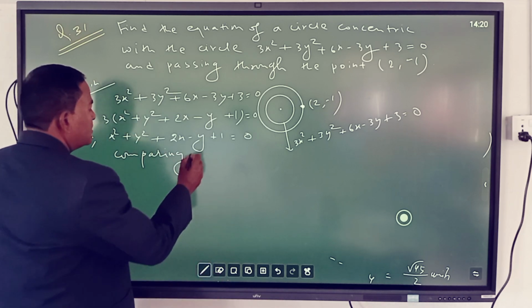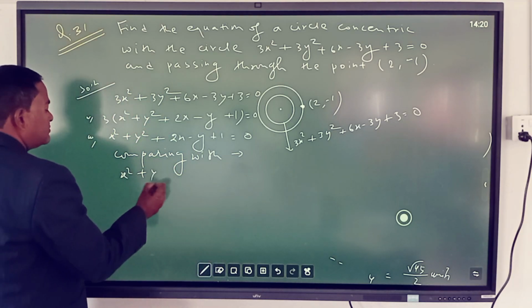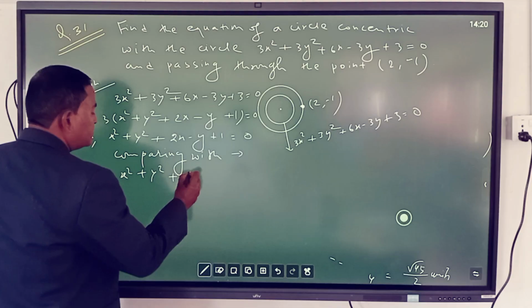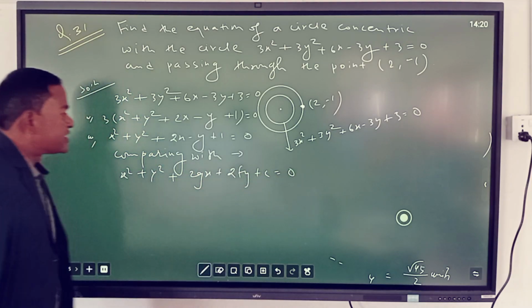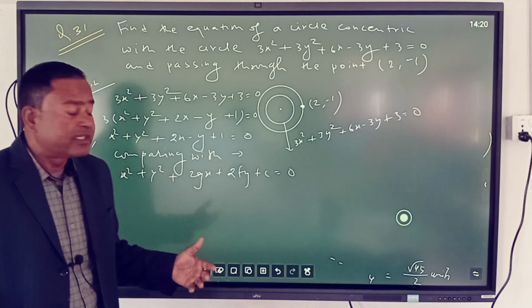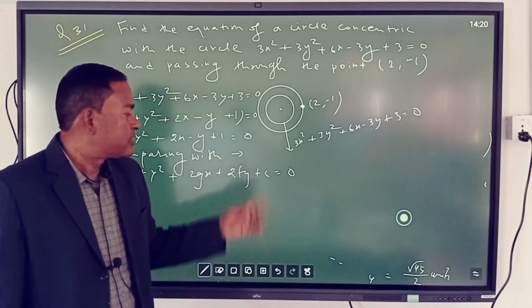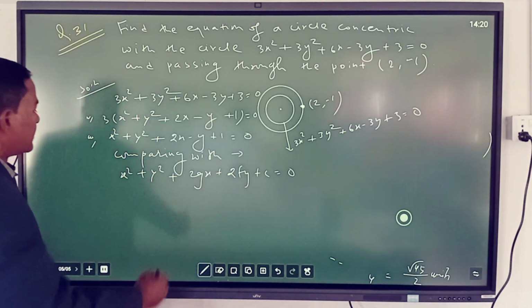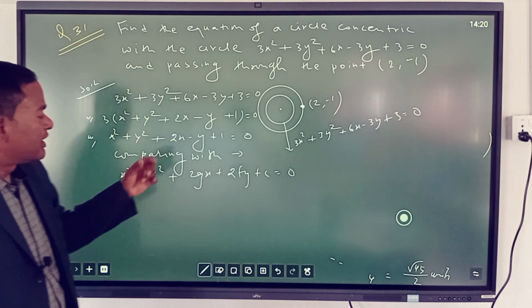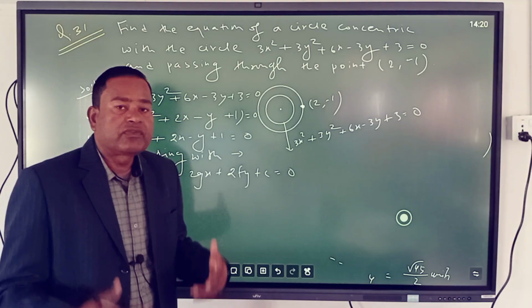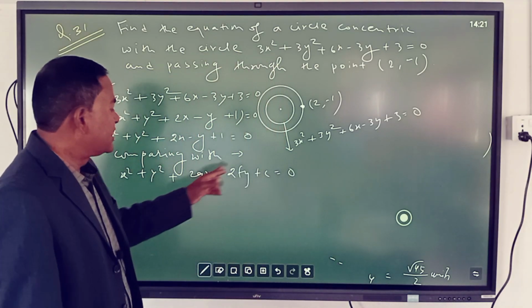Comparing with x² + y² + 2gx + 2fy + c = 0. So now we are going to compare the given equation of the circle with x² + y² + 2gx + 2fy + c = 0. Dear students, x² and y² are both the same. Here, by comparing, we have to find out the values of g, f and c. So we'll focus on g, f and c.